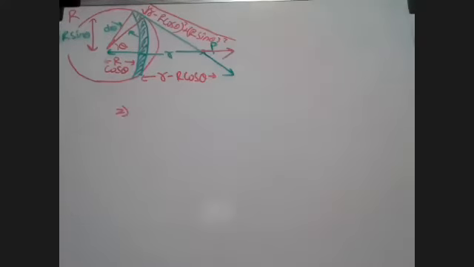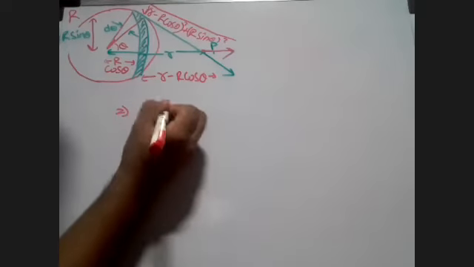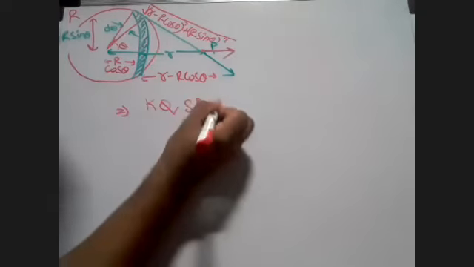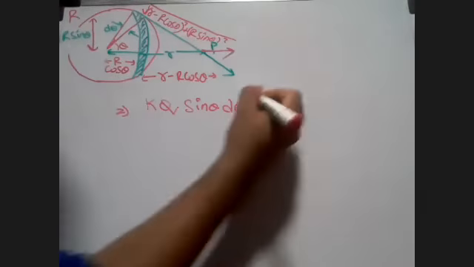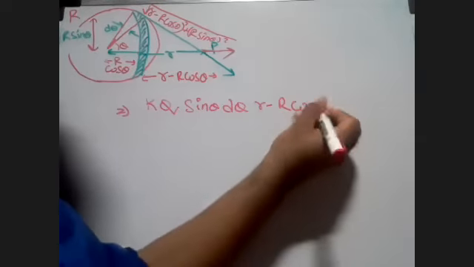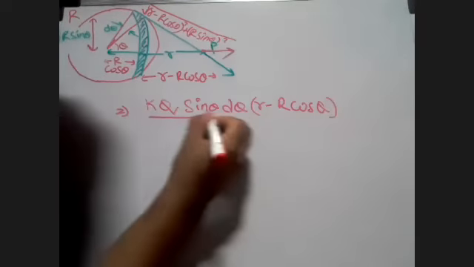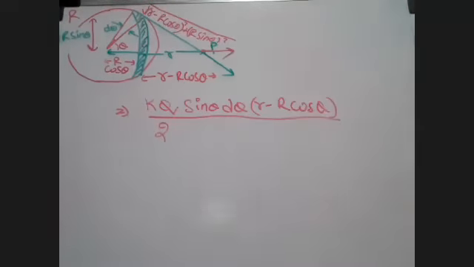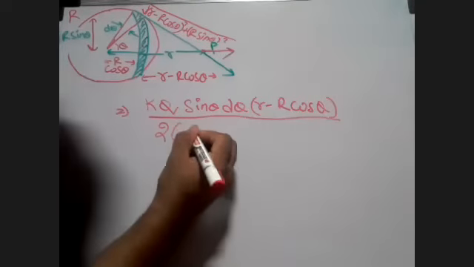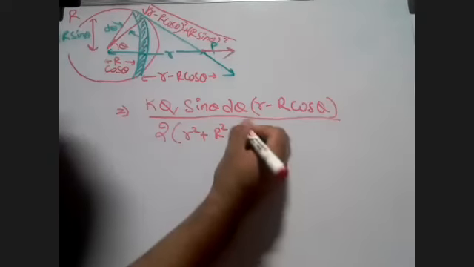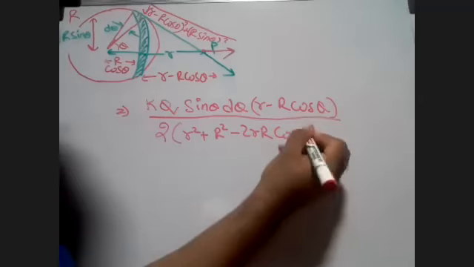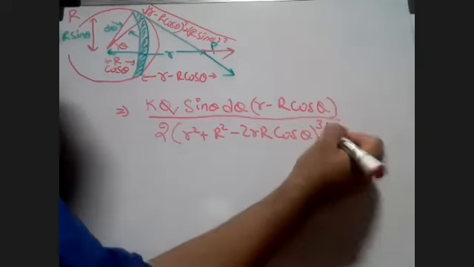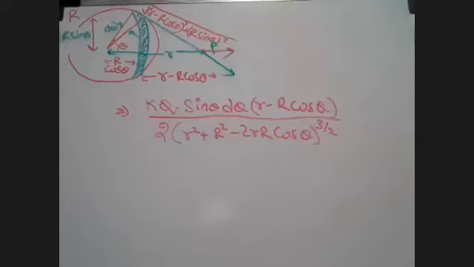After cancelling with the charge density, I'm going to get this, that is k cube, sine theta d theta, r minus R cos theta upon, we have got the term 2, r square plus capital R square minus 2rR cos theta raised to 3 by 2. Finally, we get something like this, and now I can tell you that we are ready to integrate.